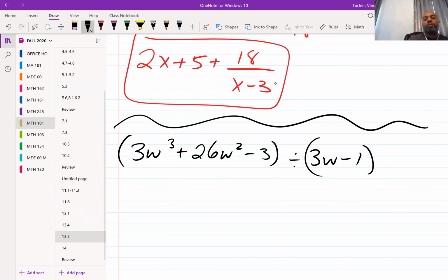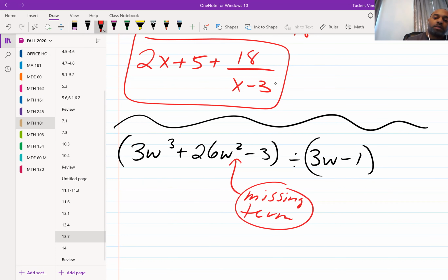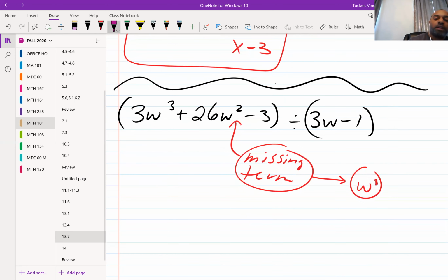All right, so we want to set this up using the long division process once again, but also take note that we have a missing term here. We go from w to the first power. So we have w cubed, w squared. Then there should be w right here. Then you go to w, or no w at all. So we're missing w to the first power. And so whenever you have a missing term, you're going to need a placeholder.